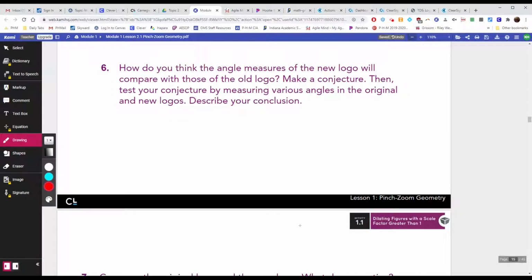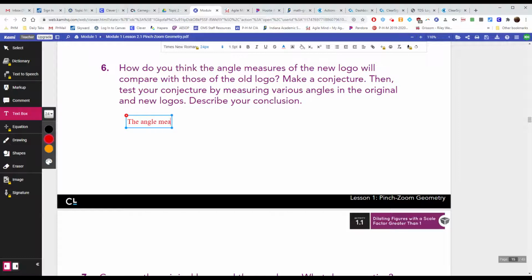Now, let's talk about the angle measures and some side lengths. How do you think the angle measures of the new logo will compare with those of the old logo? So if you go back and look at the picture, you should notice that the angle measures stay the same.